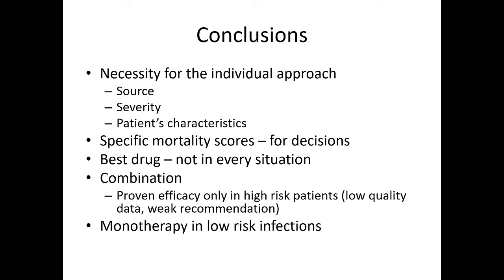But we have to keep in mind that we have to know where the infection starts. So to do source control, we have to deal with the severity of the disease and the patient characteristics when we decide on the individual approach to treatment. We can use specific mortality scores, which can help us a bit in deciding which therapy, and perhaps sometimes about the combination. The best drug is not the best drug in every situation, so we have to also evaluate that.